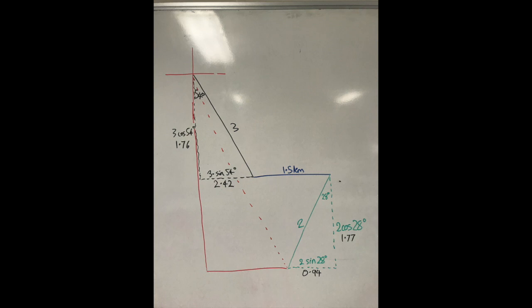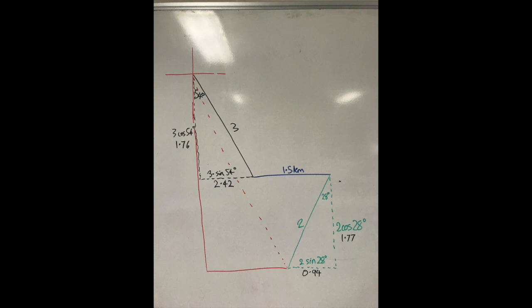The green one has got a north-south component. Cosine 28 is equal to that north-south component over the hypotenuse 2, and so multiply the 2 across and I get 2 cos 28 degrees, 1.77 kilometres. Likewise, I can use sine to figure out that it's 0.94 kilometres on the east-west component.